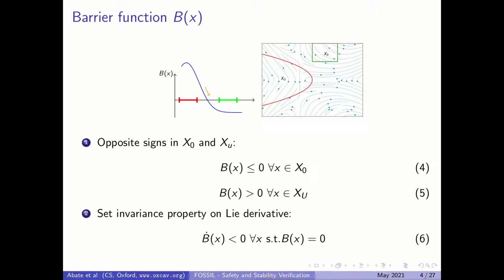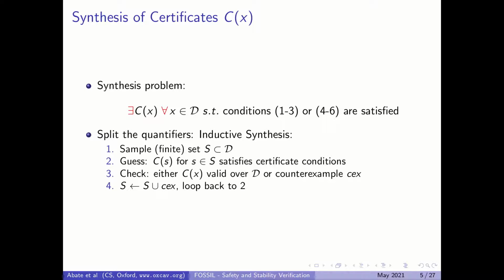So now that we've characterized what it is we want to synthesize, what does this leave our overall problem as? Well, we want to find whether there exists some certificate, C of x, such that for all x in our domain, we satisfy either the Lyapunov conditions if we want to verify stability, or the barrier conditions if we want to verify safety.